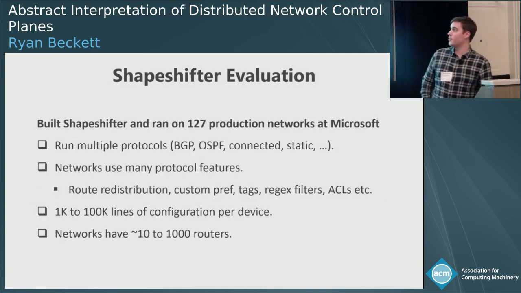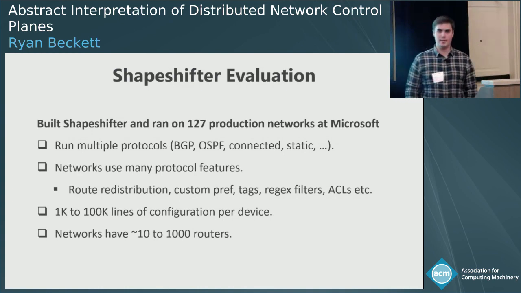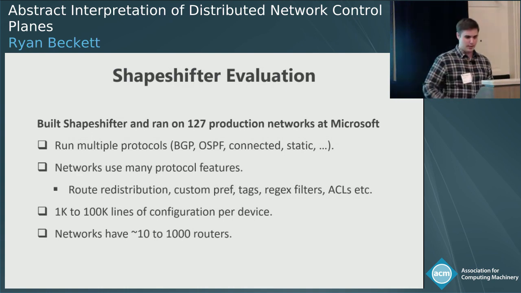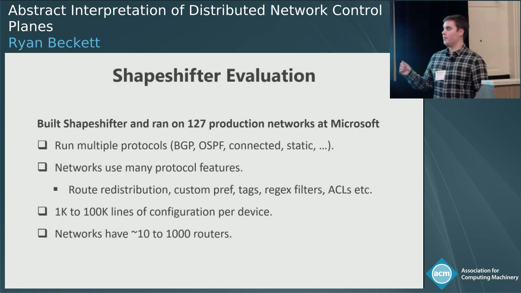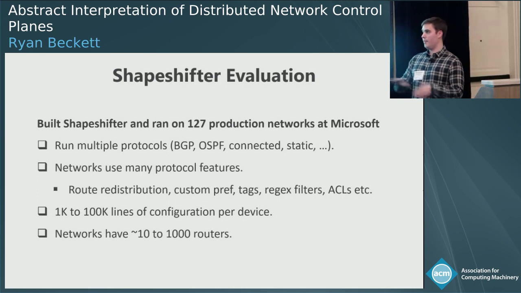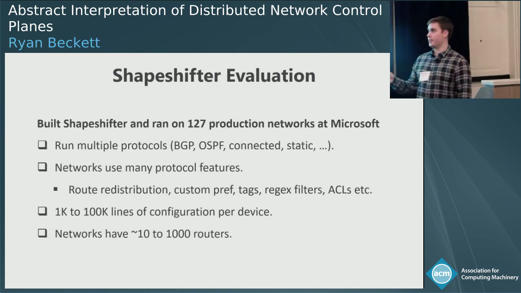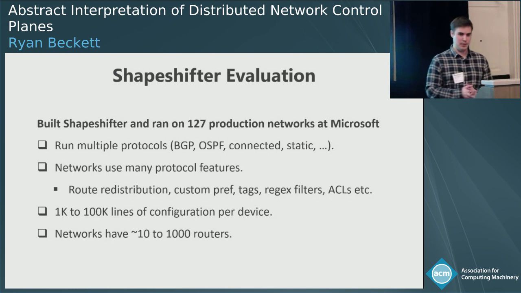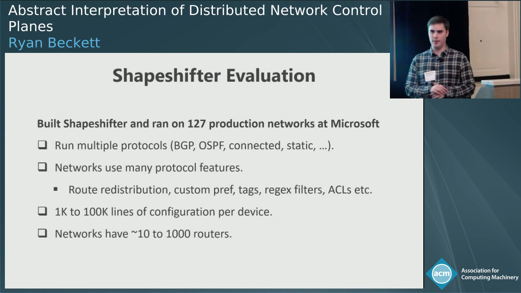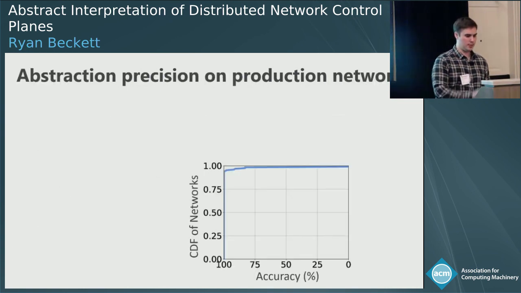So we built a tool called ShapeShifter, and we ran it on 127 production data center networks at Microsoft. These were data centers and modular components of data centers in Azure. They run multiple protocols like BGP, OSPF, and many others. And they use a wide variety of features like regular expression filters, route redistribution, where you inject one routing into a different protocol, preferences, tags, and many other features. There are about 1 to 100,000 lines of configuration per device, so tens of millions of lines of configuration for some networks. And they have between 10 to 1,000 routers each. So these are sort of like medium-sized networks.